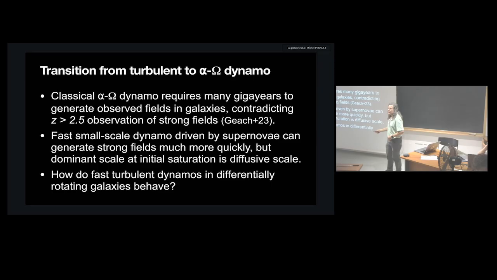Therefore, the small-scale dynamo is probably the dominant initial source of magnetic field, but then it has to be ordered to match the observations with a subsequent large-scale dynamo. So then we address the question here: how do you transition from a fast turbulent dynamo, which produces one set of field structures, to an ordered large-scale dynamo that produces a completely different sort of field structures?